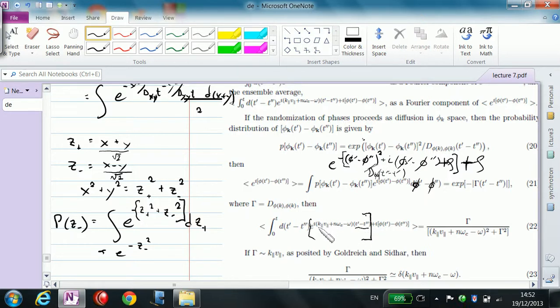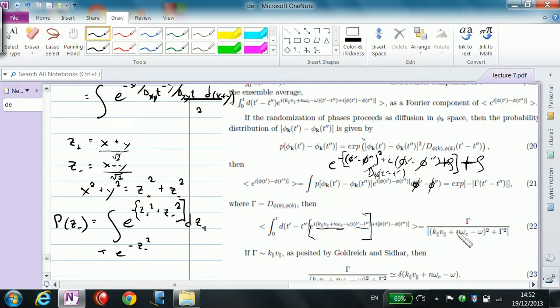This part is a constant factor, the part that doesn't depend on delta t. This part depends on the delta t, but it's a Fourier transform of this, which is a function of t. What function of t is it? Well, it's this function of delta t. And by the way, it turns out this is an absolute value.